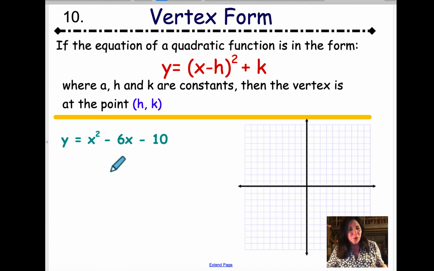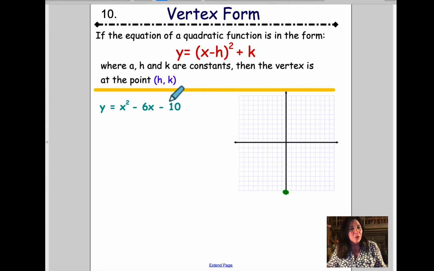Putting this in vertex form, we know that we have a vertex, or excuse me, a y-intercept at 0, negative 10.